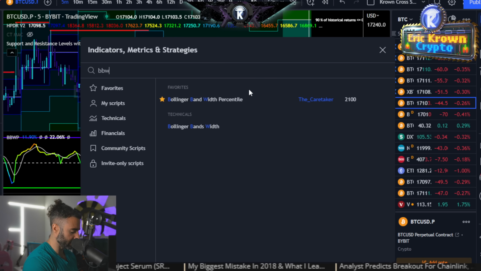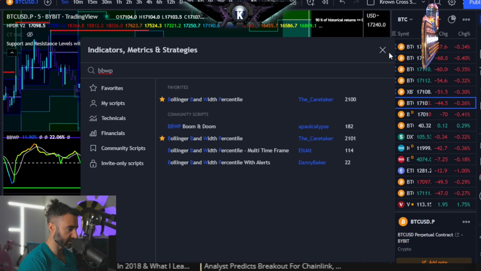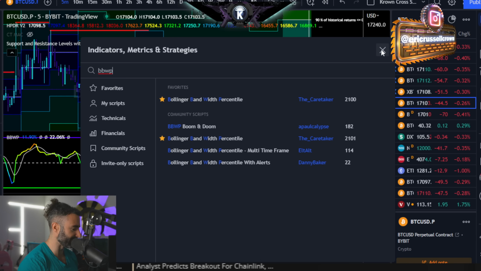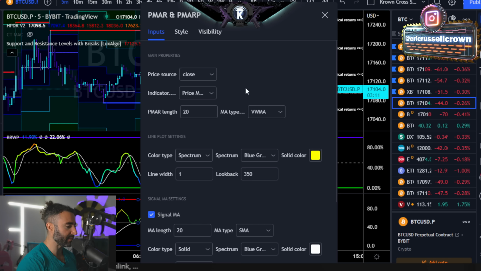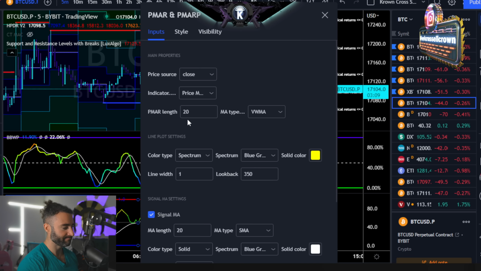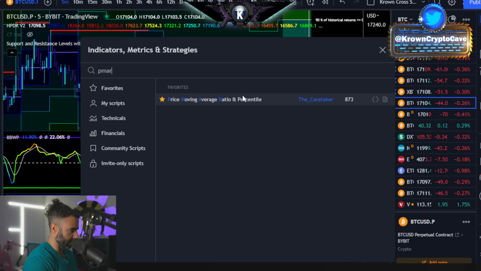BBWP is this one by the caretaker. There you go, 2100 likes. Amazing, he deserves another billion for that one. It's a lovely one, one of my favorite indicators. And PMARP is literally my favorite indicator. Here are the settings for it. Oh, I should actually show you where to get it. Just type in PMARP. Boom.